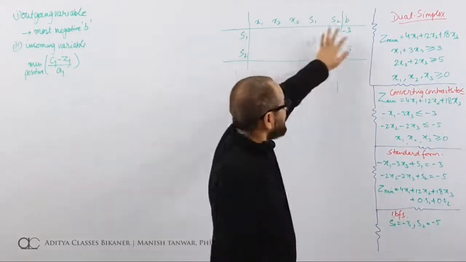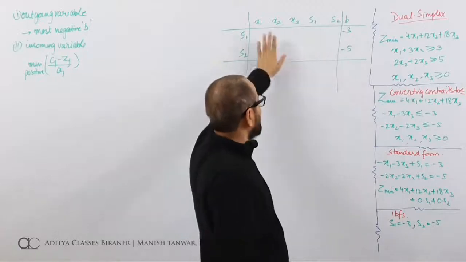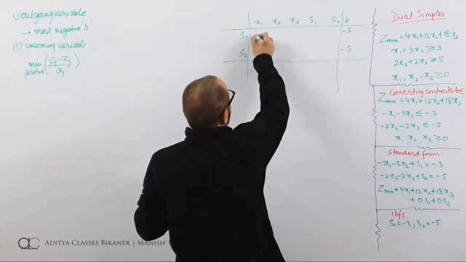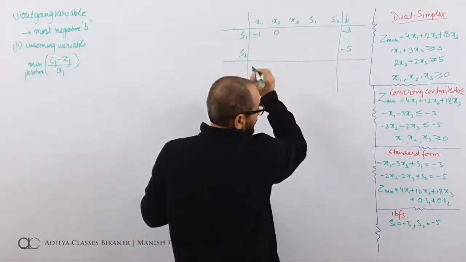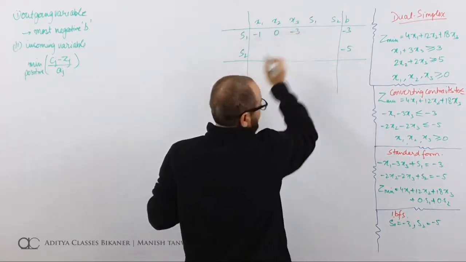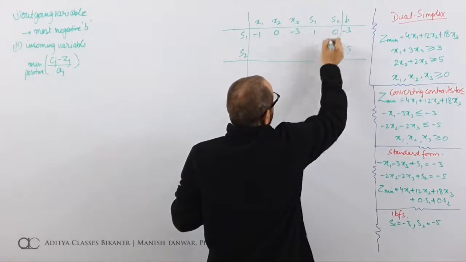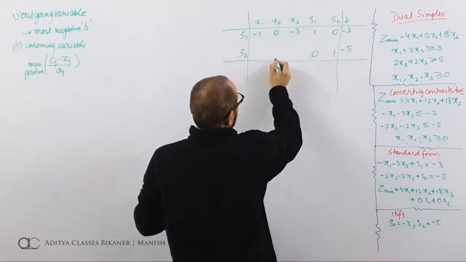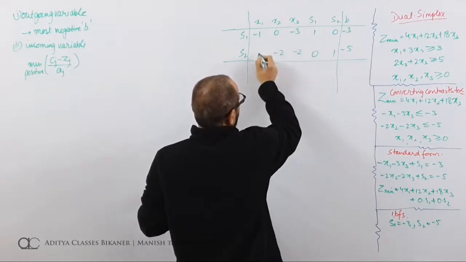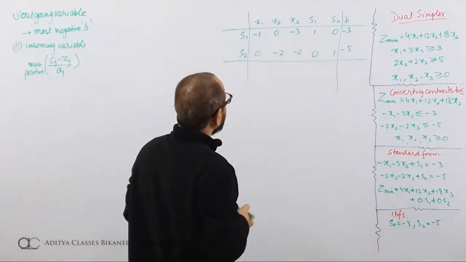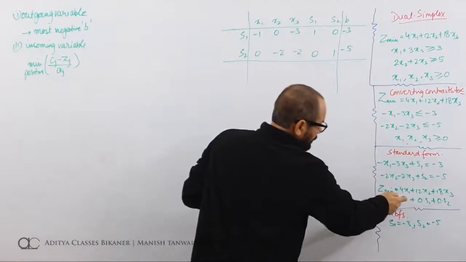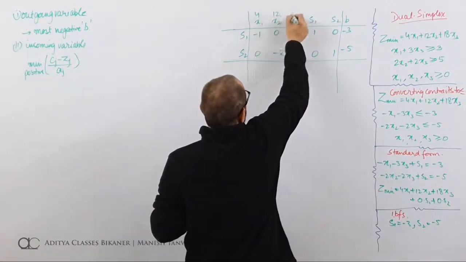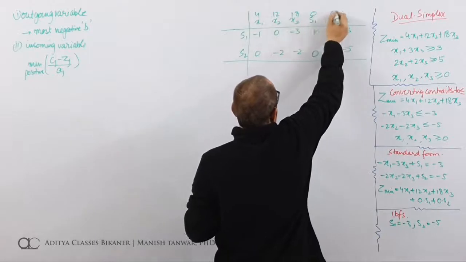It is giving S1 equal to minus 3 and S2 equal to minus 5, coming from what constraints? Minus 1, 0 and minus 3, 1 and 0, 0 and 1. Then we have minus 2, minus 2 and 0. What are the contributions? 4, 12 and 18. Then we have 0 and 0.